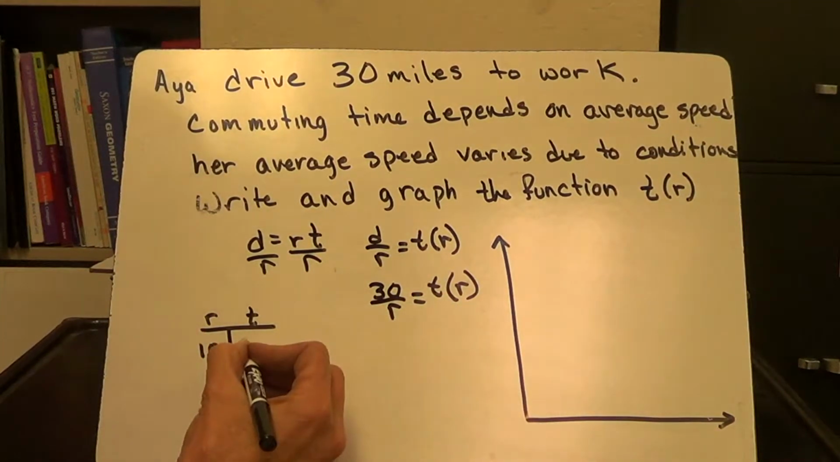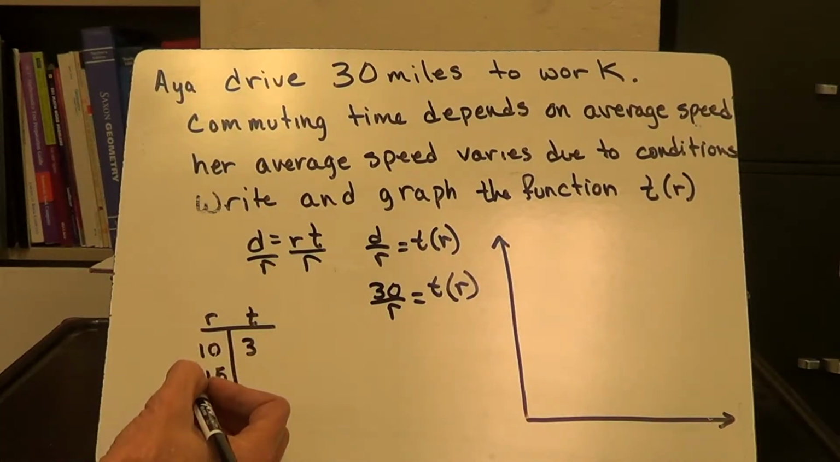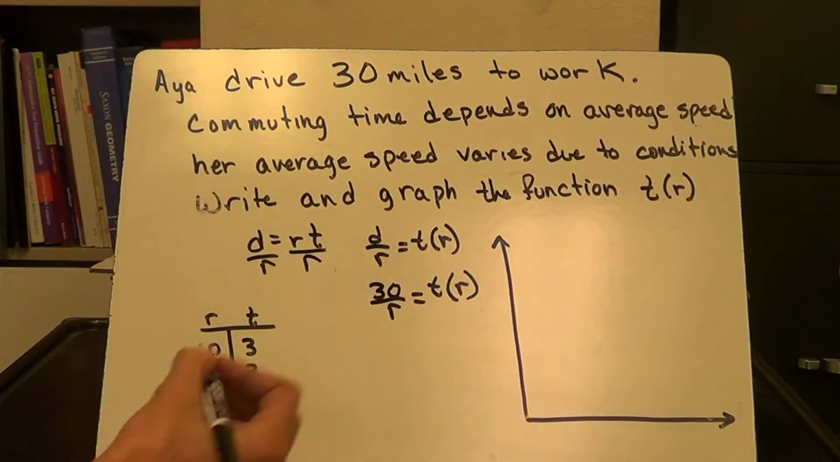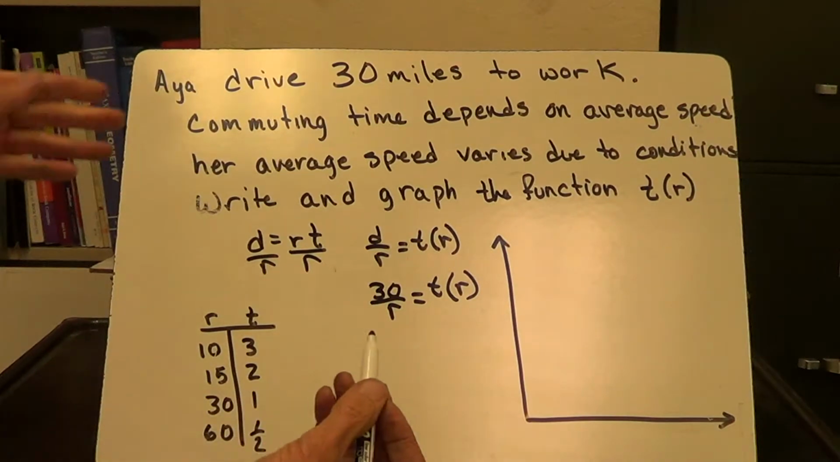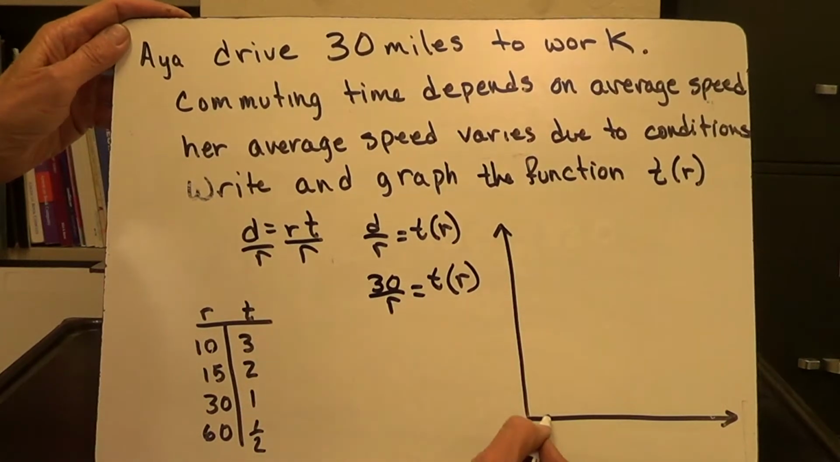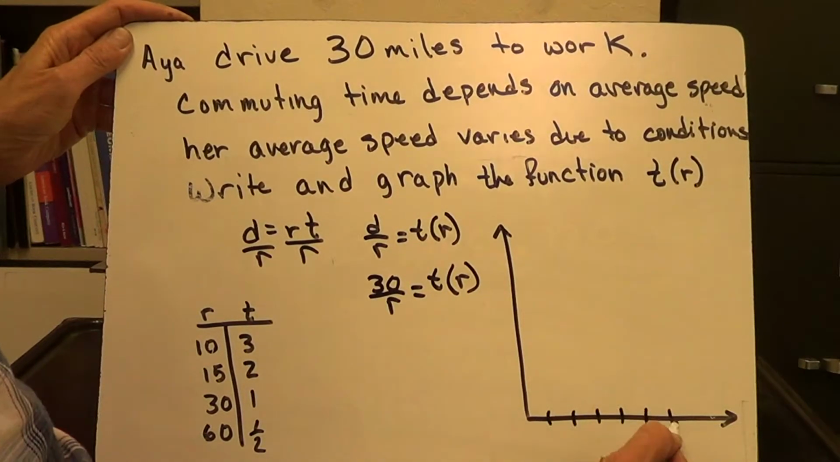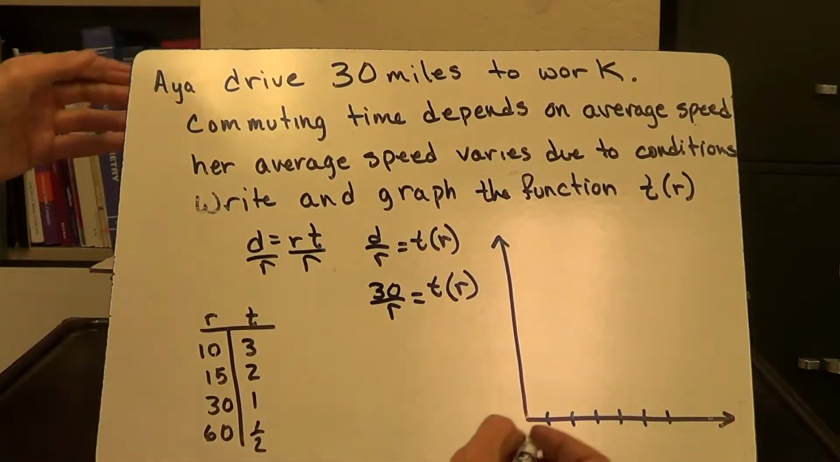30 divided by 10 would be 3. 30 divided by 15 would be 2. 30 divided by 30 is 1. 30 divided by 60, whew, I hope the speed limits allow that, is 1/2. So as we go over here, let's count by 10s, 10, 20, 30, 40, 50, 60. That would be my rate.